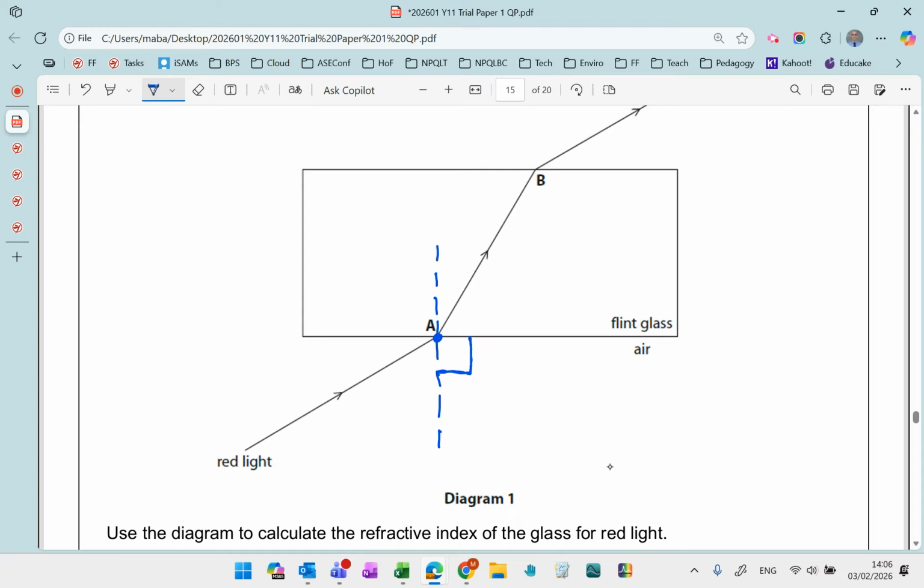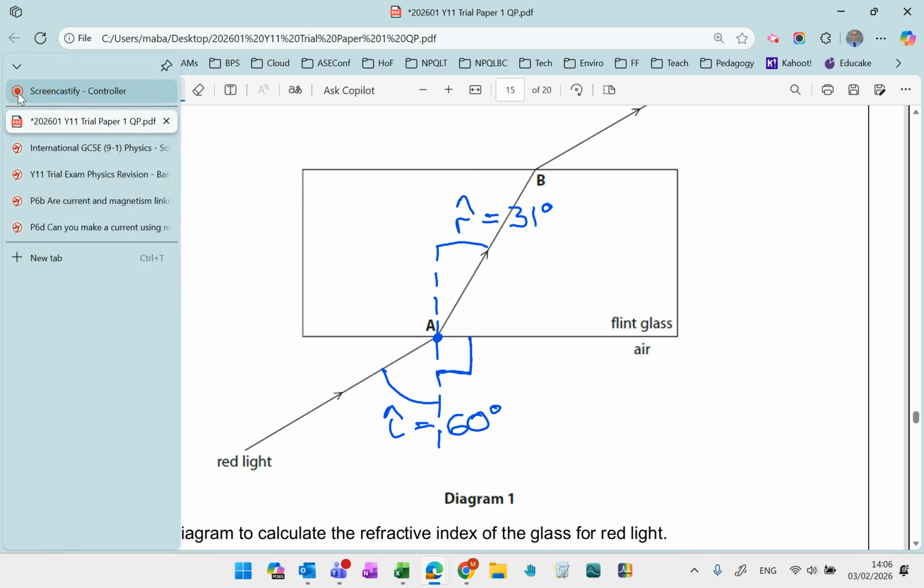So now that we've got that in place, we can start to label this up and see what we've got. This is between the incident ray and the normal, so that's the angle of incidence, and this is between the refracted ray and the normal, so that's the angle of refraction. Now you need to measure those two things carefully with a protractor. Yes, that's right, you do need a protractor for a physics exam, and if you measure it carefully, that's 60 degrees and this is 31 degrees, and you should be able to measure to a precision of plus or minus 1 degree for those.